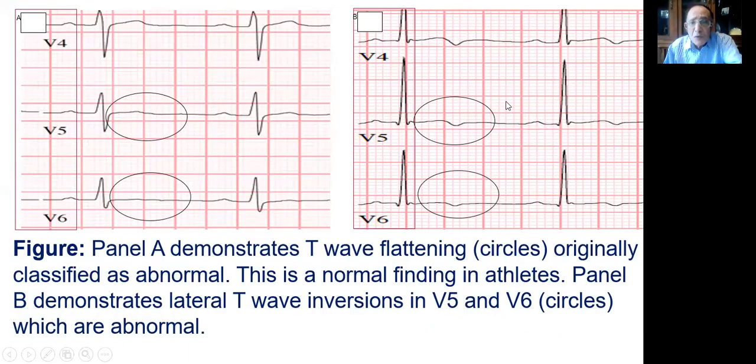Here, a comparison between two examples of T changes. Here, just flat or low T. This can pass as abnormal but not pathological. But here, T wave inversion with some ST elevation, this is abnormal, but pathological or not pathological according to the presence of other findings as family history or presence of syncope.